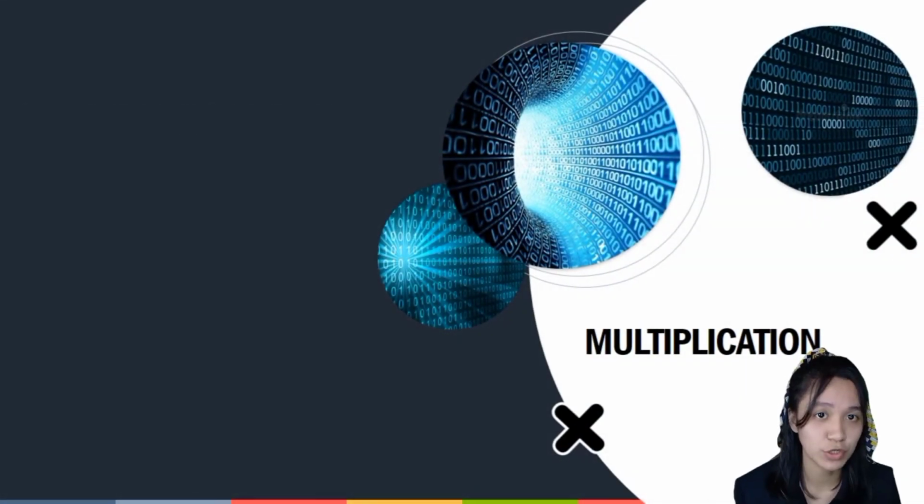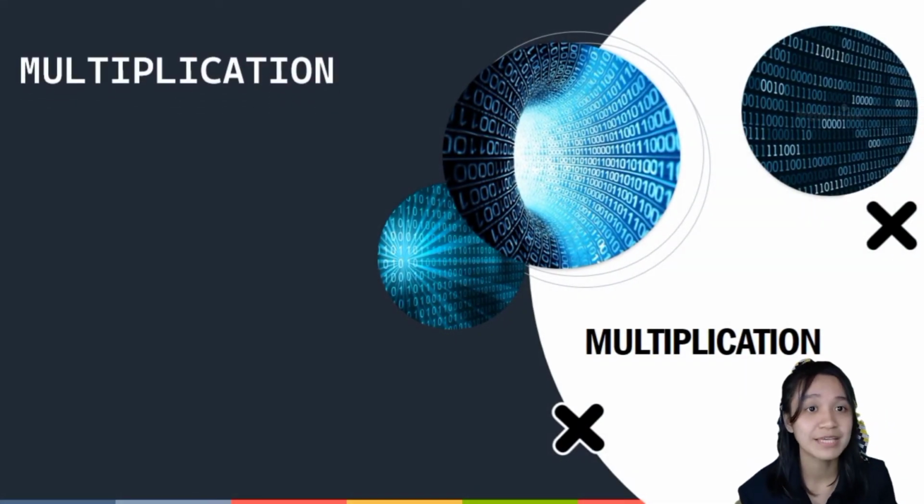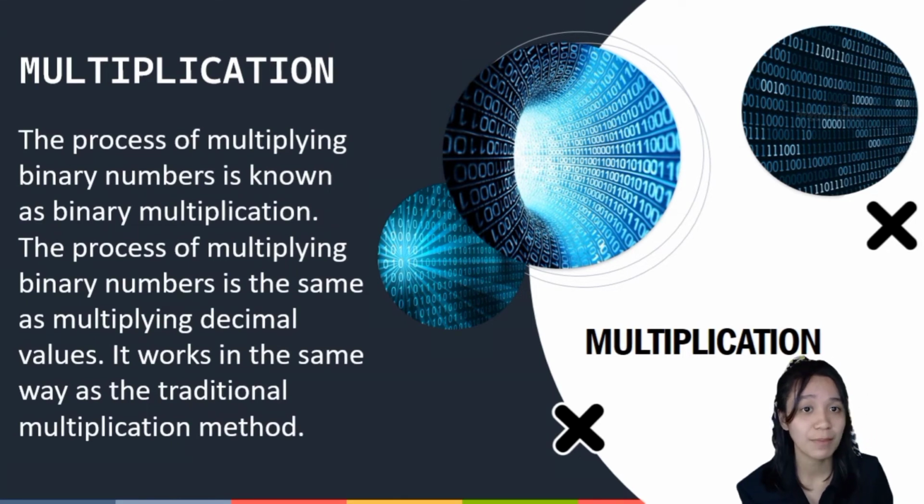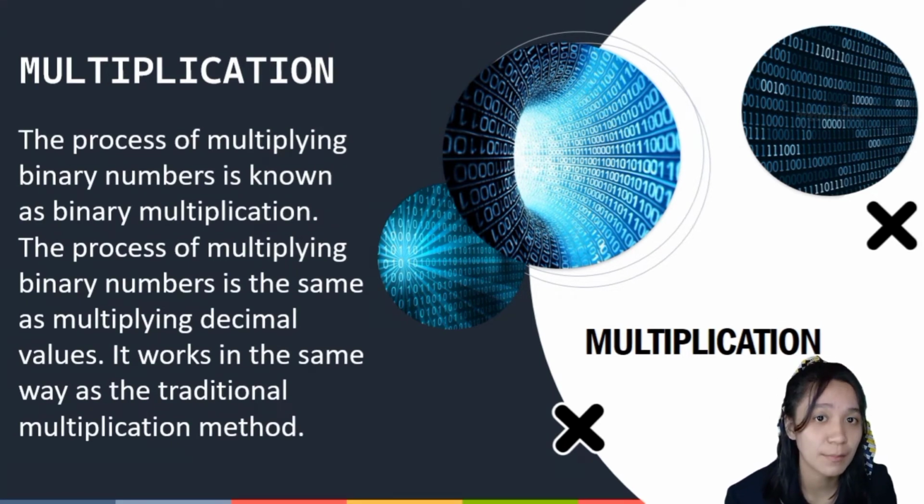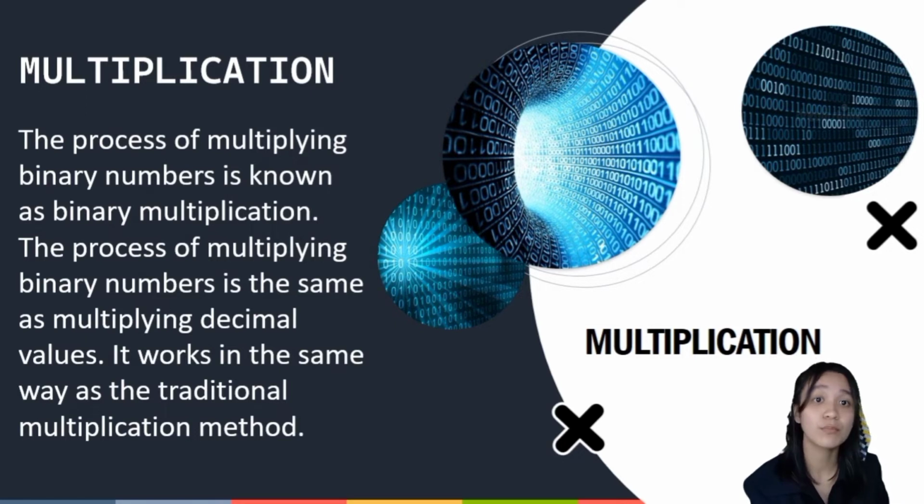Binary multiplication. The process of multiplying binary numbers is known as binary multiplication. It is the same as multiplying decimal values. It works in the same way as the traditional multiplication method. And like binary addition and subtraction, it also has 4 rules.